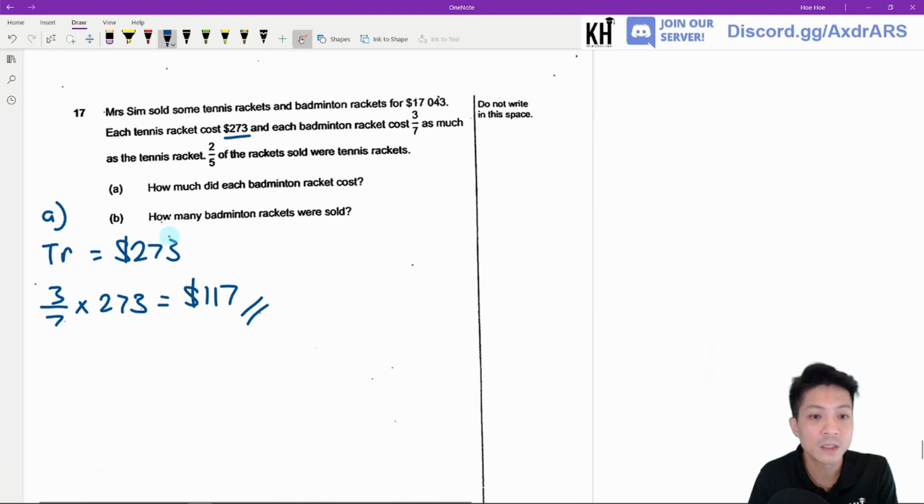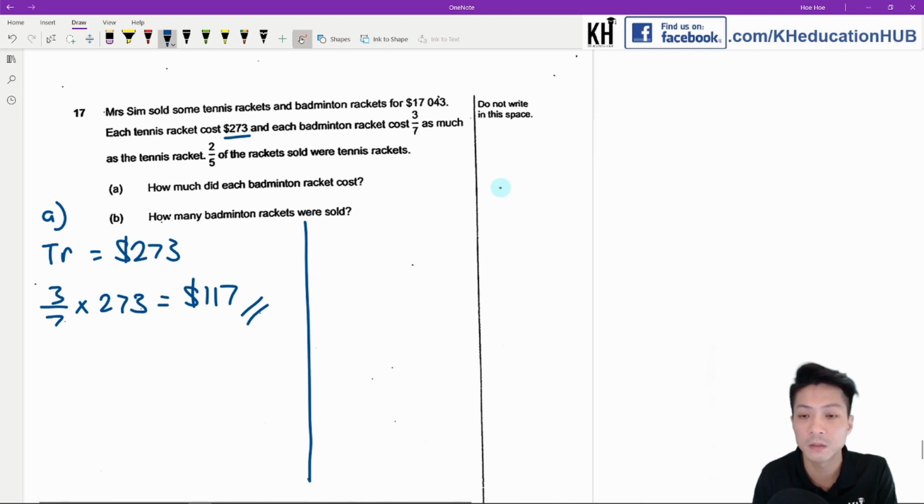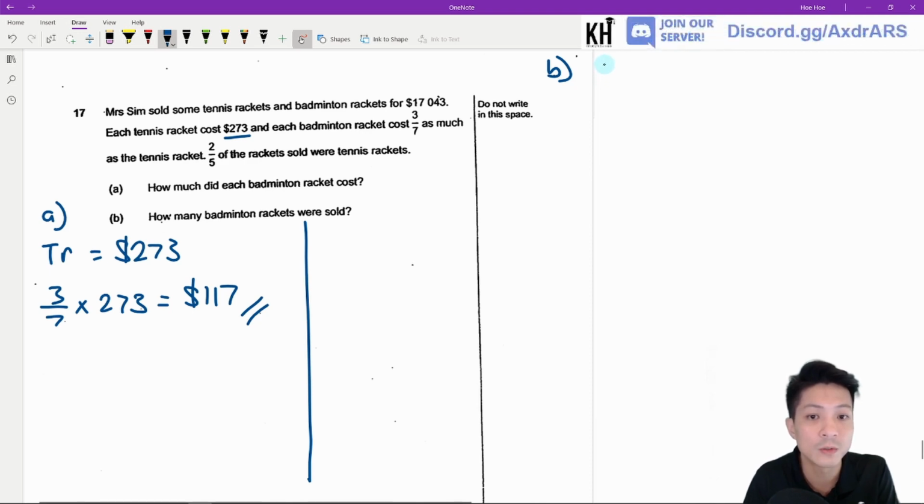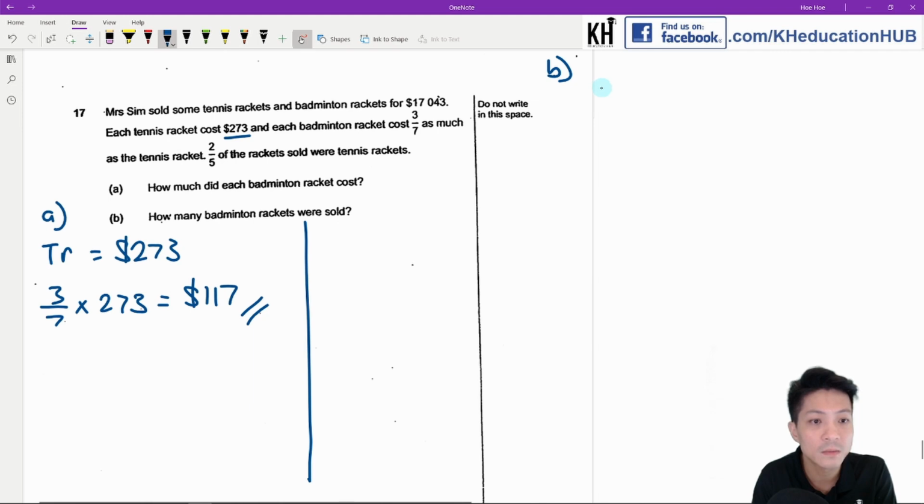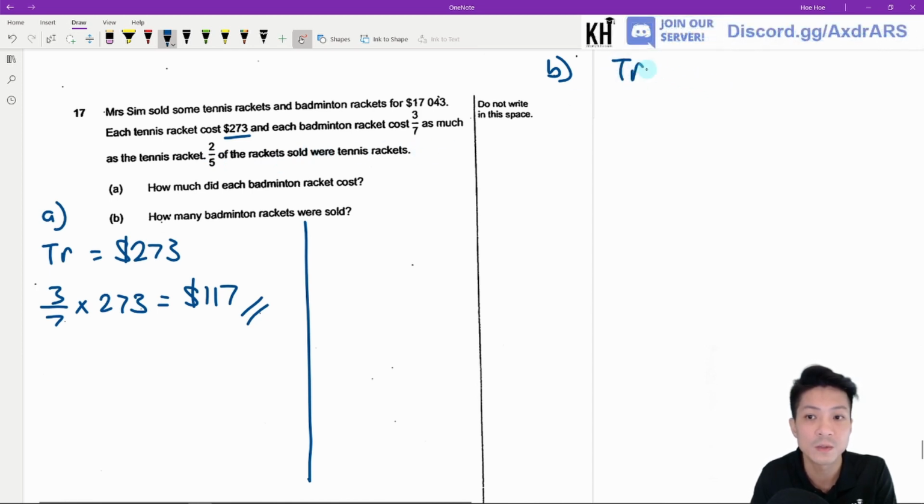Part B, how many badminton rackets were sold? In this case, I'm going to do the grouping method. I'm going to write the working here. Wait, let me read the last part first. 2/5 of the rackets sold were tennis rackets, which means that tennis racket to badminton racket will be 2:3.